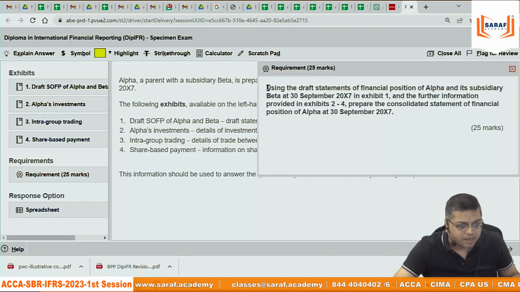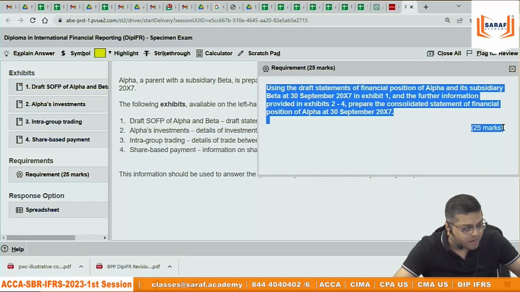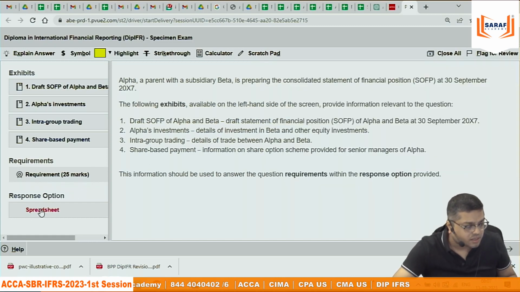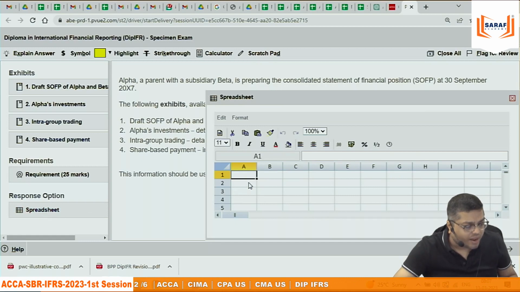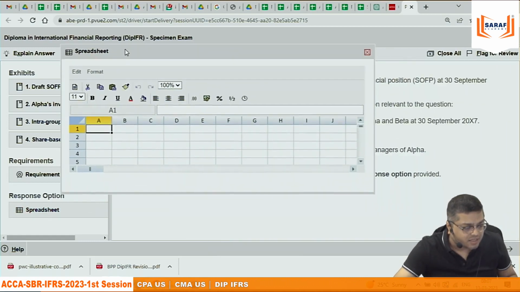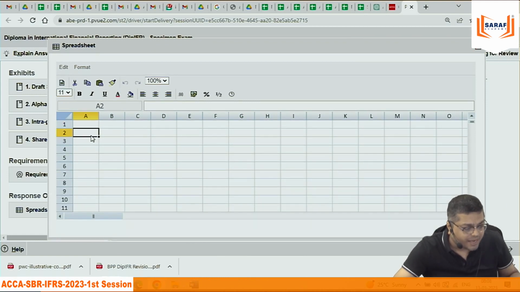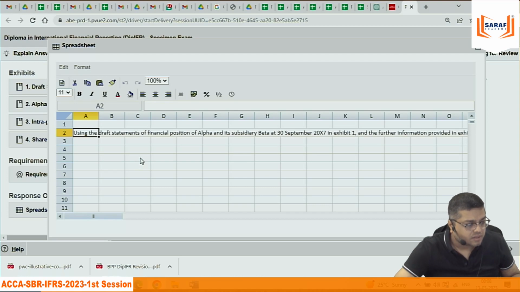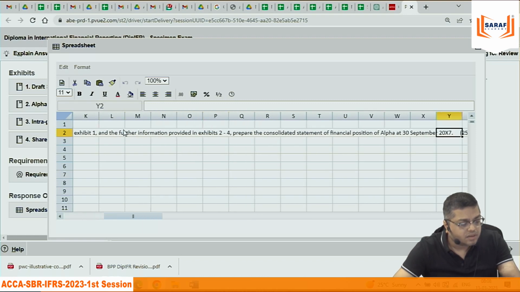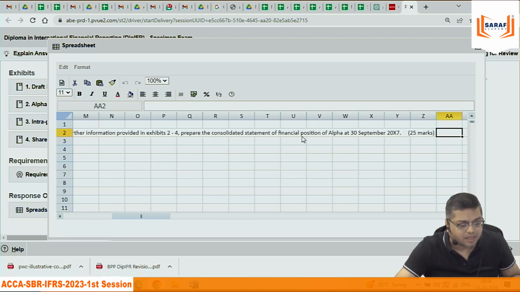Then there is a requirement given. I always say that first of all copy the requirement. Close this and put the requirements here. This is the Excel sheet. Since this is a numerical question, there is no theory write-up. For that reason, they have given only Excel. So, using the information of Alpha and Beta exhibit 1 and other exhibits, they are asking that you need to prepare the statement of financial position, balance sheet, which is of 25 marks.